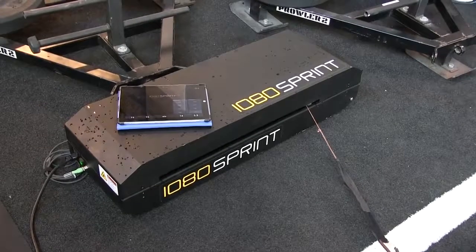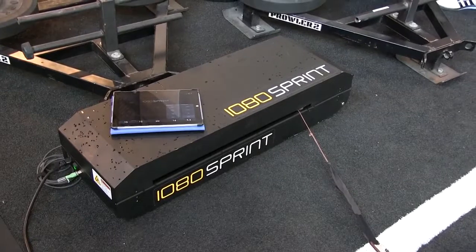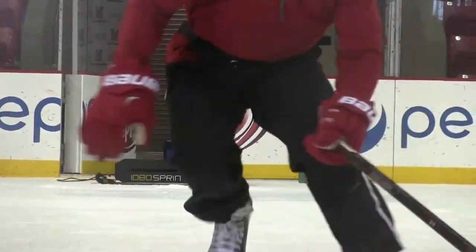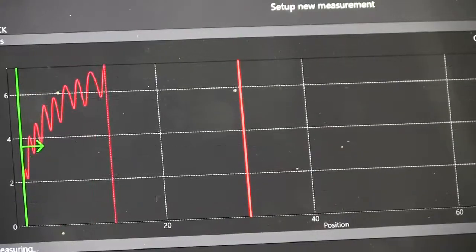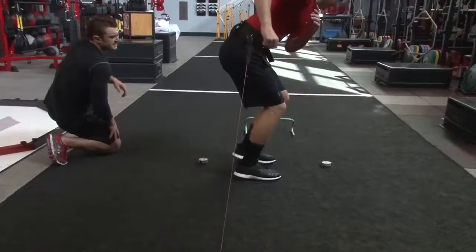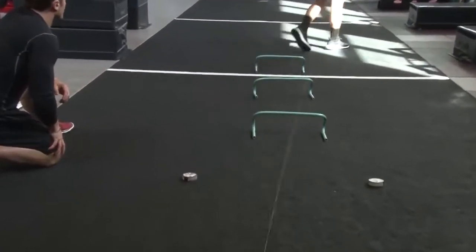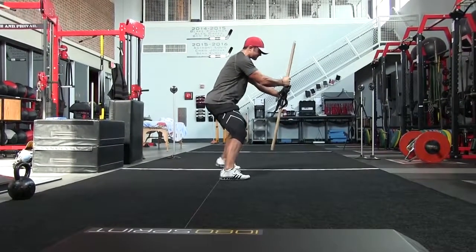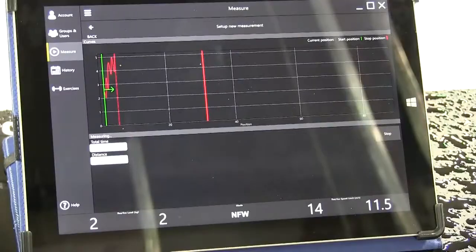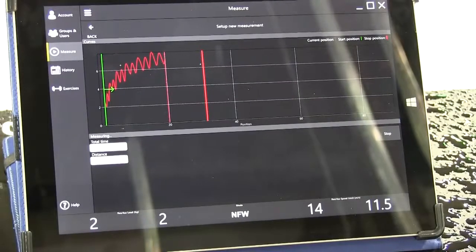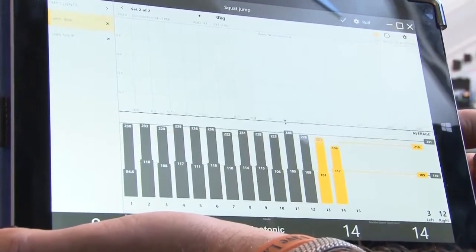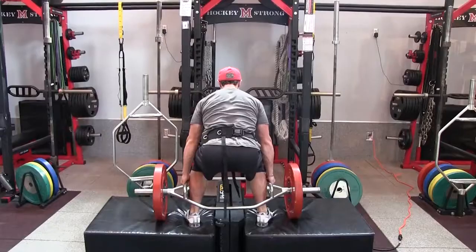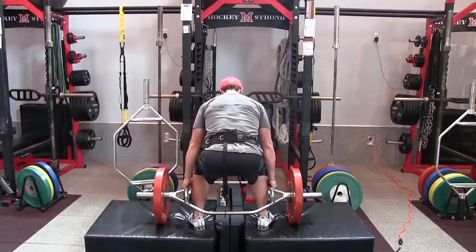Once we have the 1080 map data, then we actually start generating speed and power utilizing the 1080 sprint. And what validated the 1080 map for me, the biggest thing, was that we were able to look at the two data points and they correlated very highly with asymmetries and lack of power, or high symmetry and high power. And that, I think, is what sold me on utilizing the system as a screening tool and a training tool.